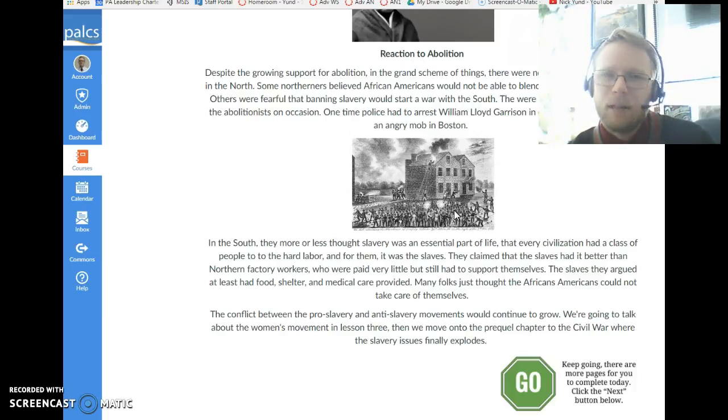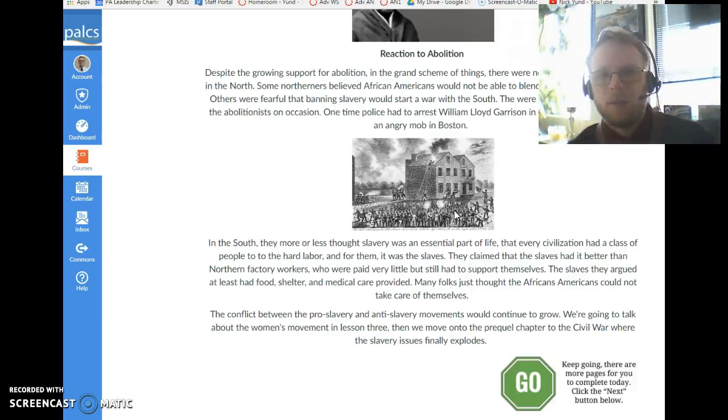They claimed that the slaves had it better than factory laborers in the North because at least the slaves got food and shelter and medical care. And even though they got paid in the North, they got paid very little but had to supply their own food and housing and things like that. That was their argument. They also had the argument that African Americans couldn't take care of themselves. They needed white people to look after them. So you can see that a lot of these beliefs were founded in just racism.